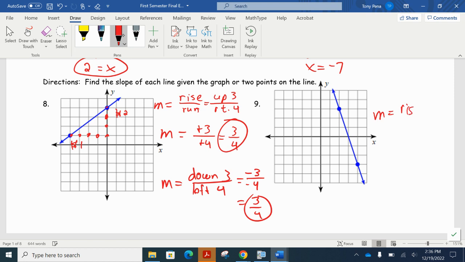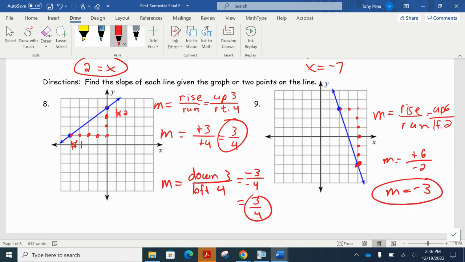Nine, the same thought process. We're going to count off our rise over our run. I'm going to start with this point. Again, doesn't matter which one, but I'll start here. Go up 1, 2, 3, 4, 5, 6. And then go left 1, 2. So left 2. And then what we would understand is if I go up, that's a positive 6. If I go left, that's a negative 2. That then gives us a slope of negative 3.